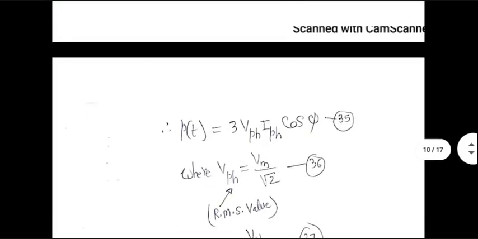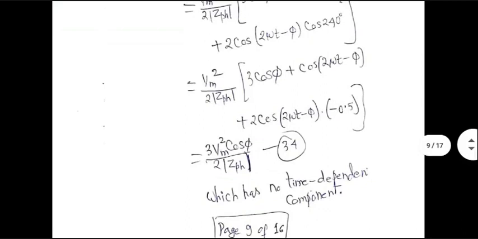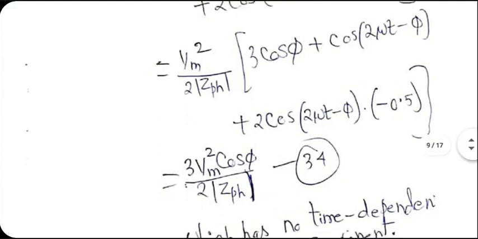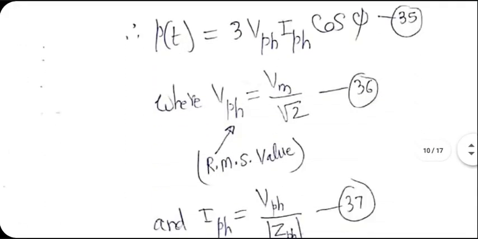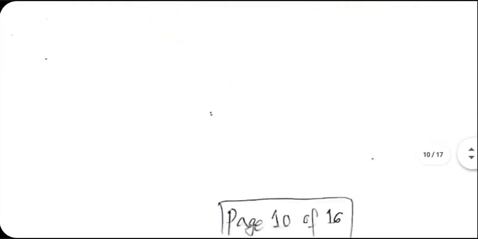And these values, VPH and IPH, are RMS values here. Because that factor of 2 in the denominator has been absorbed for converting peak values into RMS values. Vm divided by square root of 2 is VPH, the RMS value, and Vm divided by square root of 2, the entire thing divided by magnitude of ZPH, is IPH. Okay. VPH is Vm divided by square root of 2. We have said that previously also.